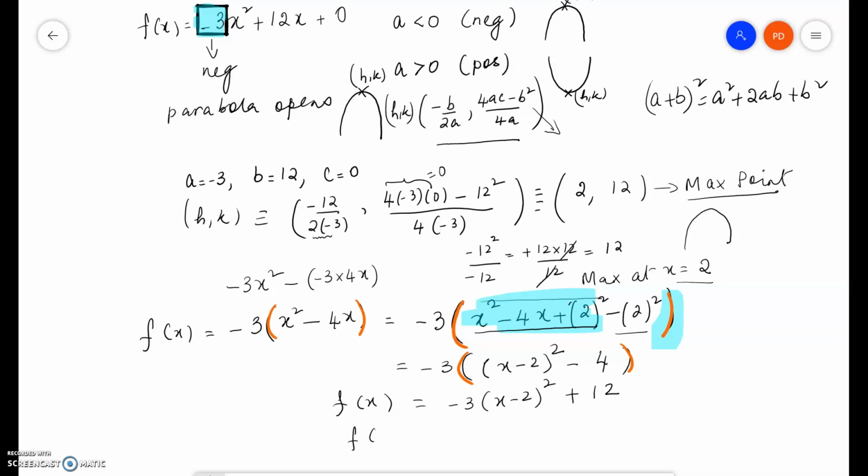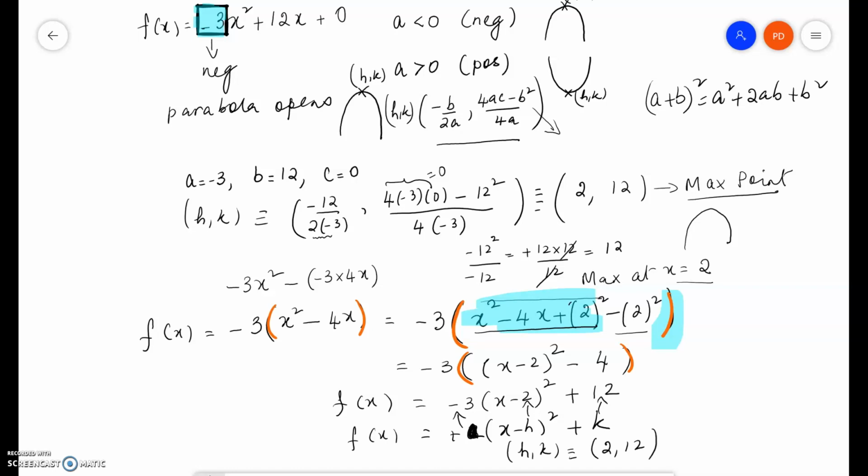We are comparing it with the standard form, which is a times x minus h the whole squared plus k. So a is negative 3, h is 2, and k is 12. So h, k, the vertex, is 2, 12.